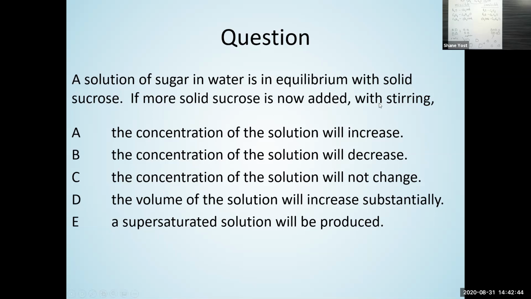So the question is, will stirring create a supersaturated solution? And the answer to that is no. To form a supersaturated solution, you need to do things like heat your solution to much higher temperatures and then cool it down very, very slowly. But just stirring things won't form a supersaturated solution. Again, in order to do that, you have to heat it up and then slowly cool it down. So in this case, it would be C: the concentration of the solution will not change because it's already saturated, and stirring isn't going to change that.